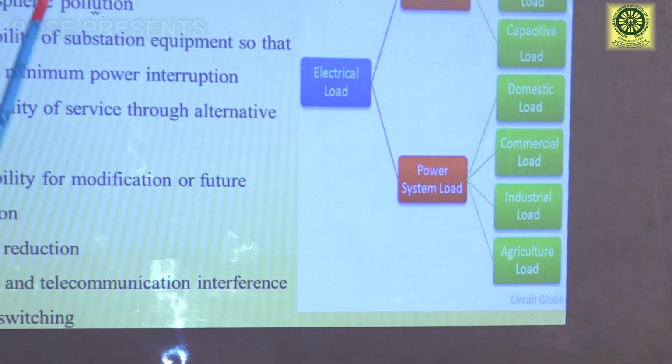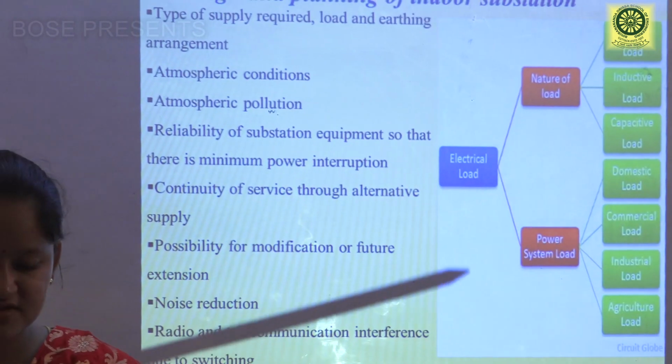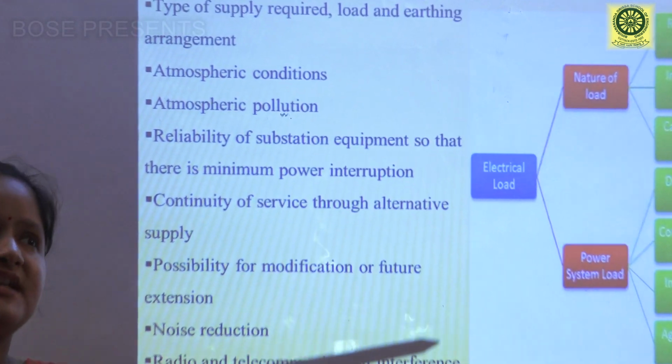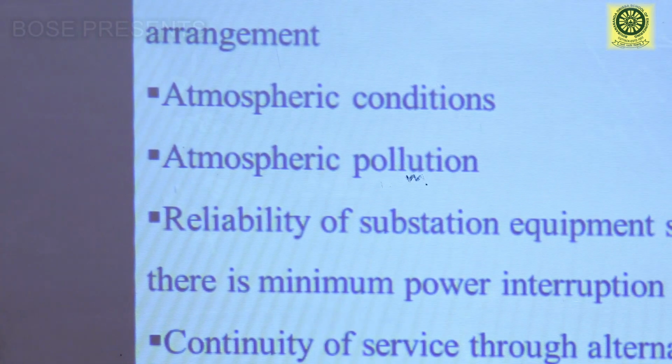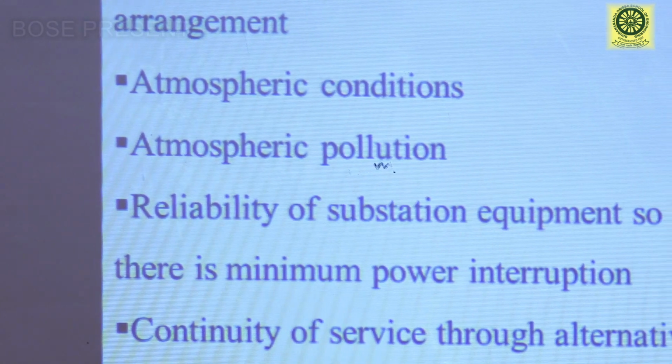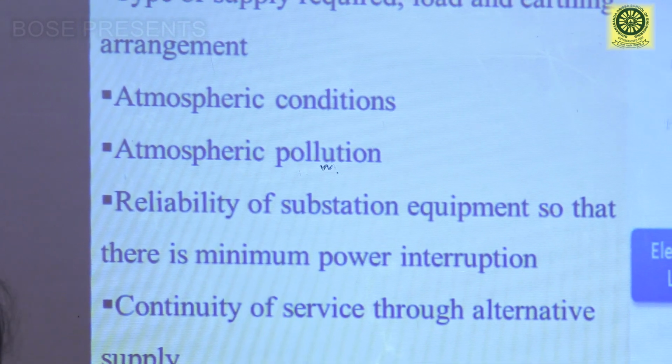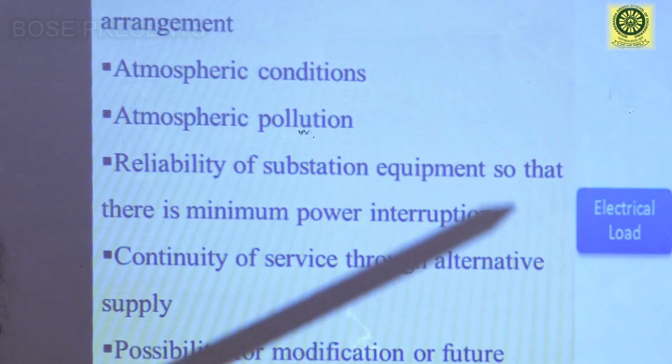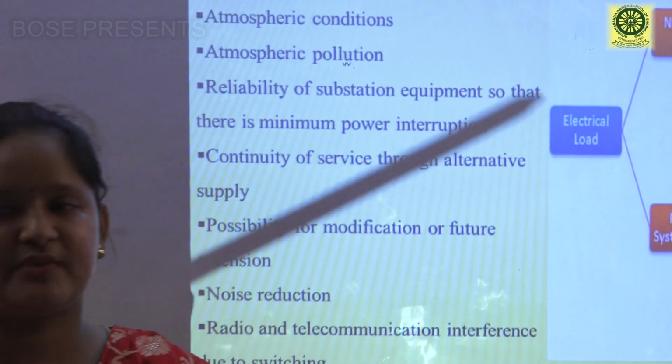Then we come to atmospheric conditions. What are the atmospheric conditions? Like temperature and moisture. If the temperature is high, then it may be dangerous and sparks may occur, and if it contains moisture, then rust formation may occur.